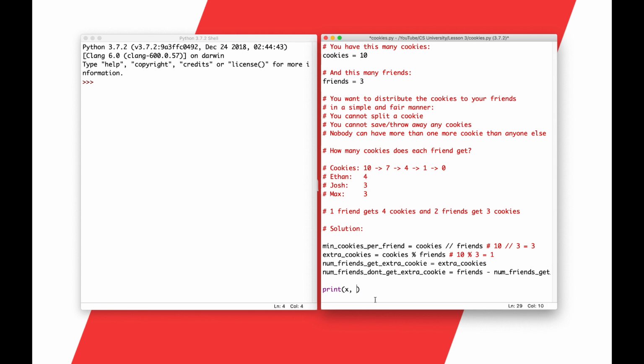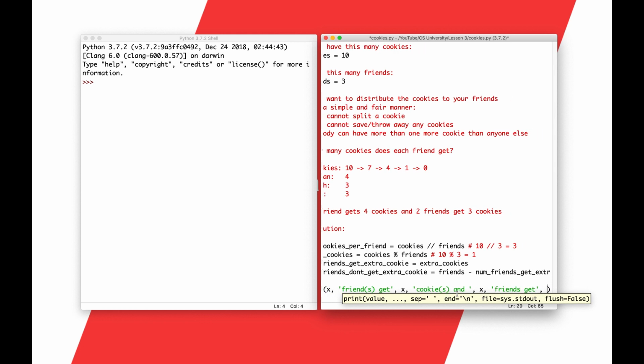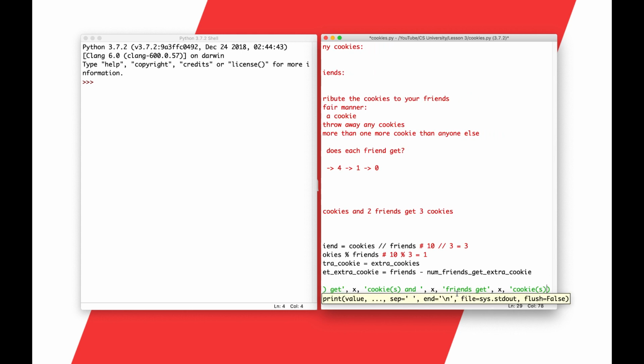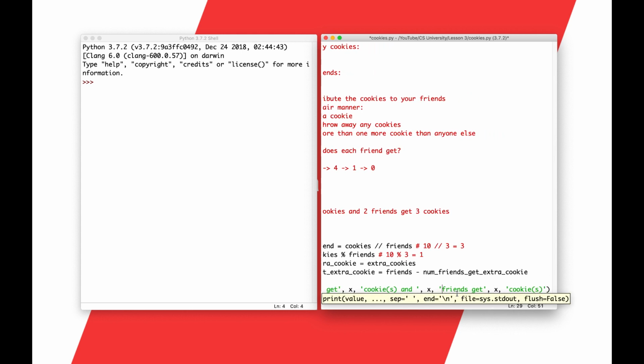We're going to say x friend or friends. We don't know if it's plural, and we're not going to worry about plural. We're just going to do that. So that many friends get X number of cookies. And again, plural stuff. And some number of friends get some number of cookies. And I guess this goes like that.